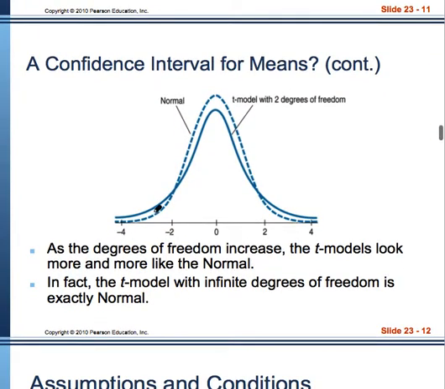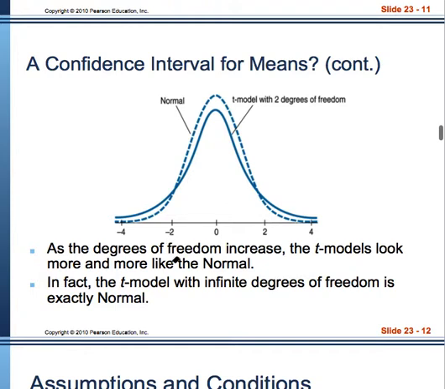Okay, so here is our normal model in this blue dashed line. And the T model with the 2 degrees of freedom is a little bit shorter and a little bit narrower. These tails are fatter, that's what they mean, that they're a bit taller than with the normal model. Okay, so as the degrees of freedom increase, the T models look more and more like the normal model.